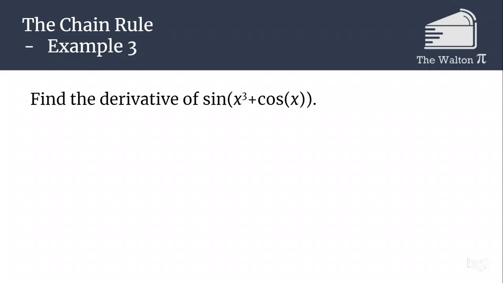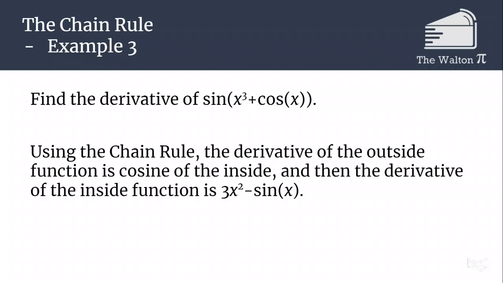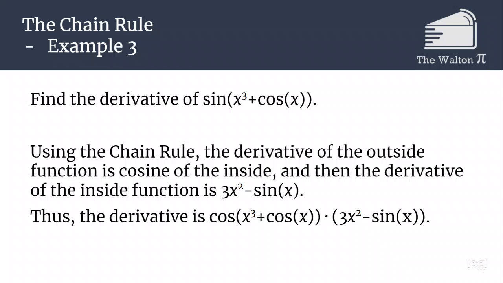Well, our outsidemost function is sine of something, and our inside function is x cubed + cosine of x. So the derivative of our outsidemost function is going to be cosine of the inside, and then the derivative of the inside function is 3x squared - sine of x. So the derivative is cosine of the inside, cosine of (x cubed + cosine of x), multiplied by the derivative of the inside, 3x squared - sine of x.